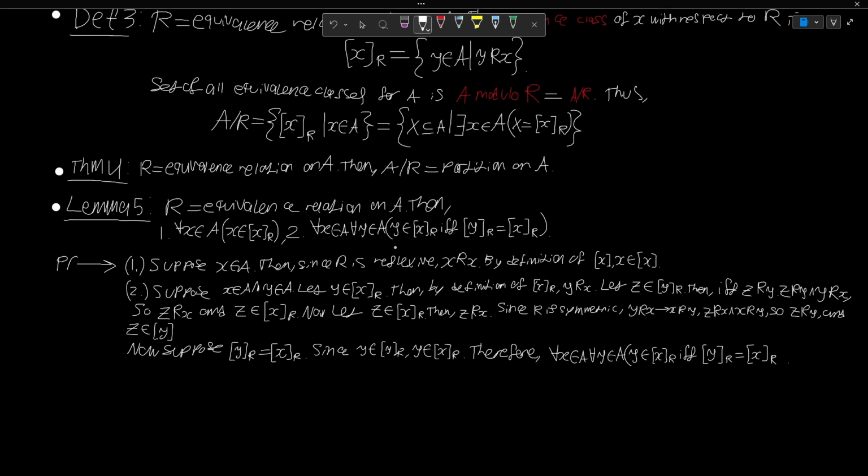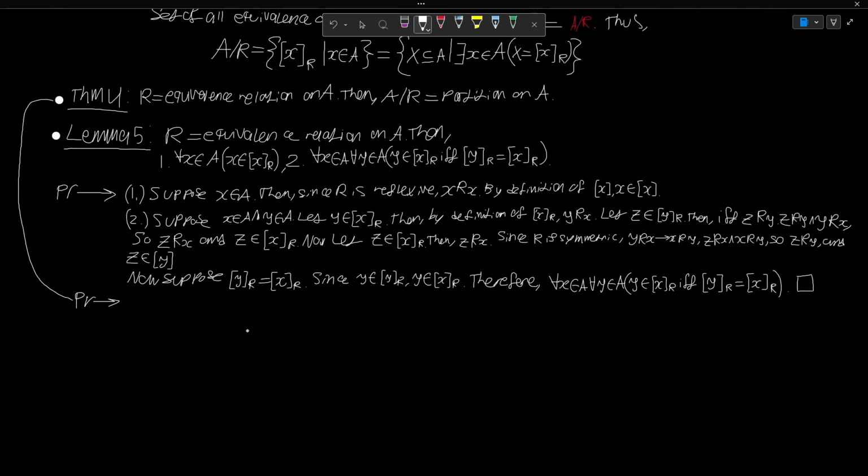Now for the right to left implication of this if and only if, this part is really easy. We first assume that the class of y is equal to the class of x. Then since y is in the class of y, y is also in the class of x since they're equal. So that implies this, meaning we have completed the if and only if proof. I also forgot, you must add the little box at the end.